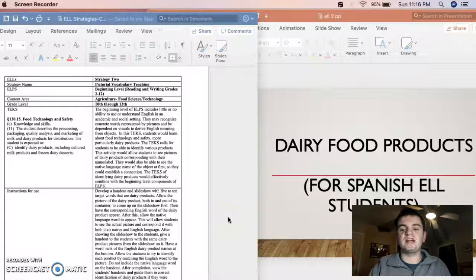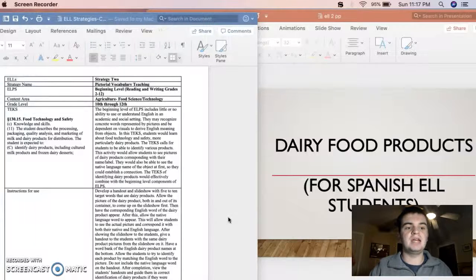This is a second strategy I'll be going over for ELL students. This one is going to be for the beginning level ELL students, according to the beginning level English language proficiency standards. The strategy is called, from the article I found, Pictorial Vocabulary Teaching. And it's going to go over the content area of agriculture, since I'll be an ag science teacher, and more specifically, the food science and technology part of agriculture.